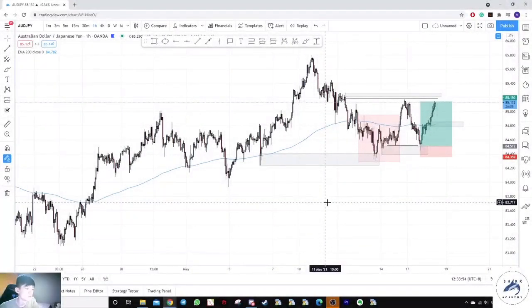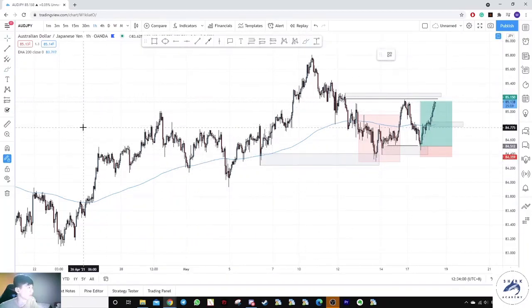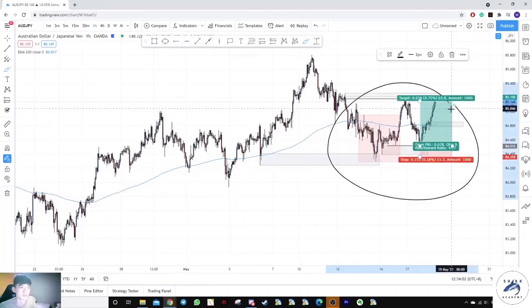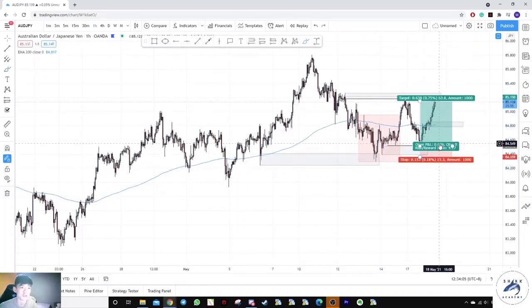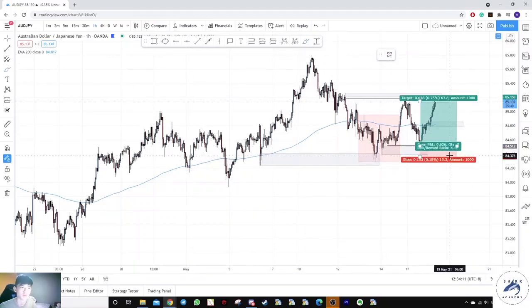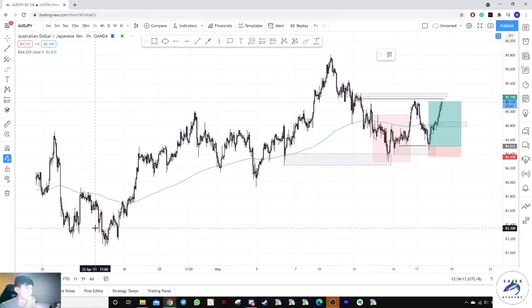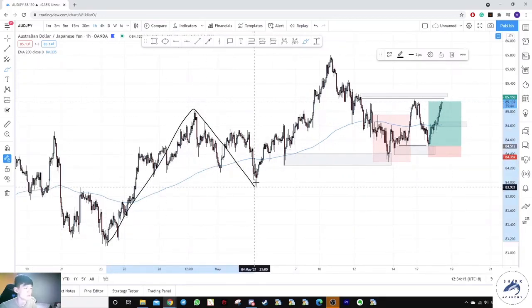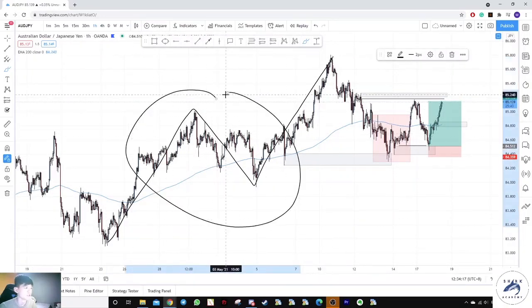Hey traders, in this video I'll be using the Aussie Yen as an example. Yesterday we did a weekly market analysis, and today we just caught this 1:4 trading opportunity. Over here we incorporated the idea of smart money concepts into retail logic, and you can see we have a clear uptrend, or rather a major uptrend, right?